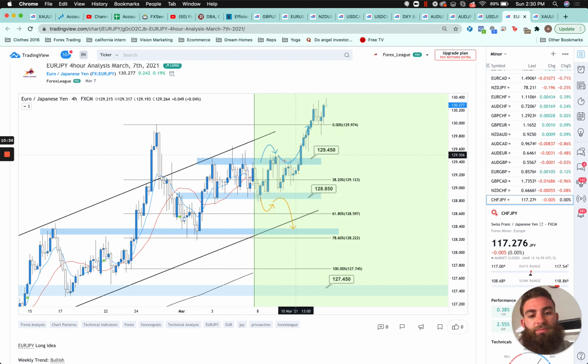Then it actually broke above. It never did really retest. There's this little retest right here, but it didn't come down far enough where I would have taken a buy opportunity. But obviously the continuation pattern held and it pushed.